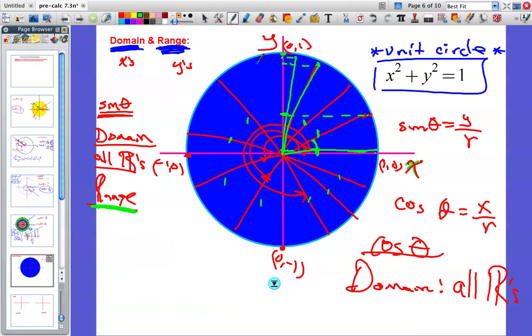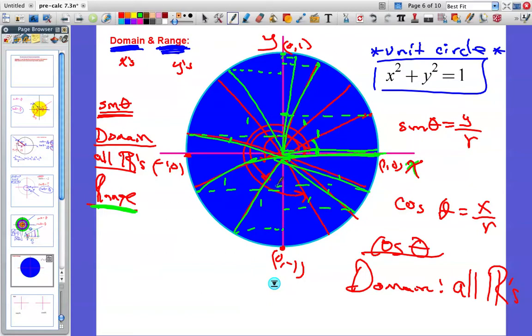But what happens when I go past 90 degrees and my angle looks like this? Tell me about my y value. It's less than 1. And then as I come this way, my y value starts cruising back down towards 0. As you go into quadrant 3, what happens to your y value? It's getting smaller, and what's my y value getting close to? Negative 1. And as I cruise into quadrant 4, what happens to my y values? Going back towards 0. So what can I say about my range? My range are the numbers between negative 1 and 1.